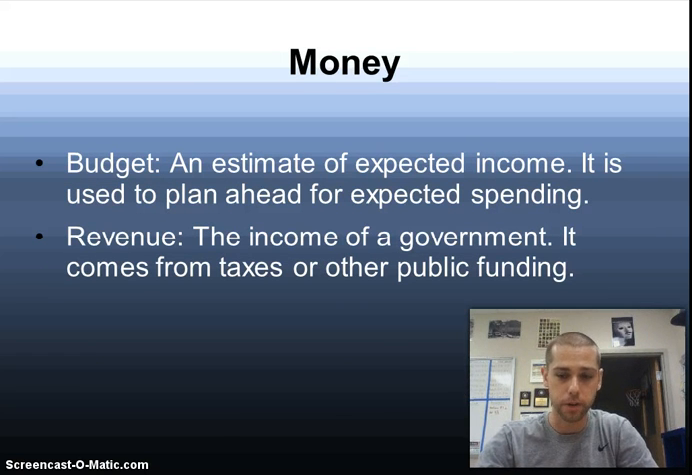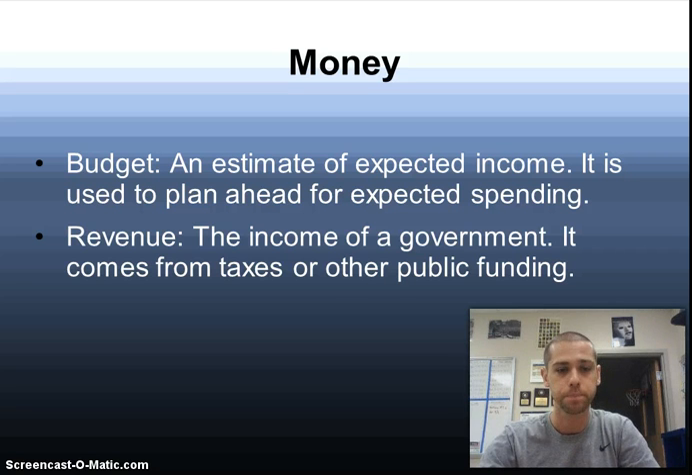Alright, now as far as money goes, I know that we have a lot of issues in our local and state government that have to do with money, so these two terms are important. And they don't just apply to government, they can apply to regular life as well. A budget is an estimate of expected income. It's usually used to plan ahead for expected spending. Your parents may even have a budget and figure that they'll spend $100 on groceries, $500 on mortgage, or whatever it happens to be.